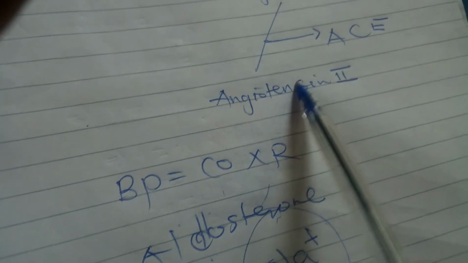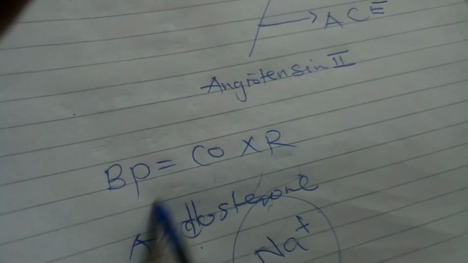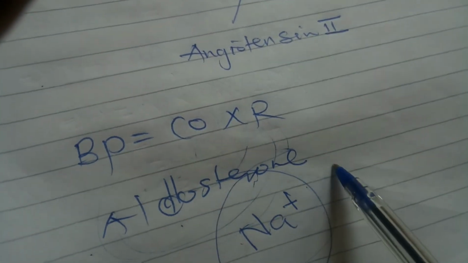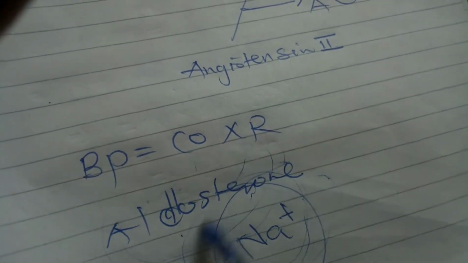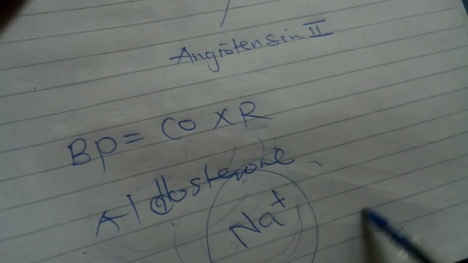Angiotensin 2 also has an effect on the adrenal glands by producing aldosterone, a hormone which causes an increase in absorption of sodium. Sodium causes more water to be absorbed, increases cardiac output, and increases blood volume.